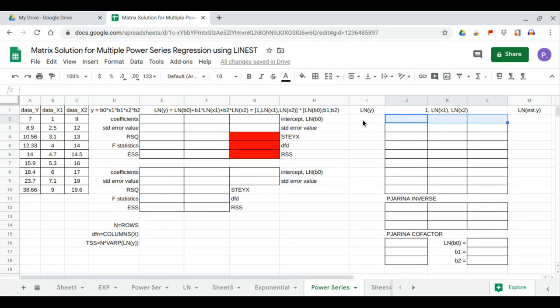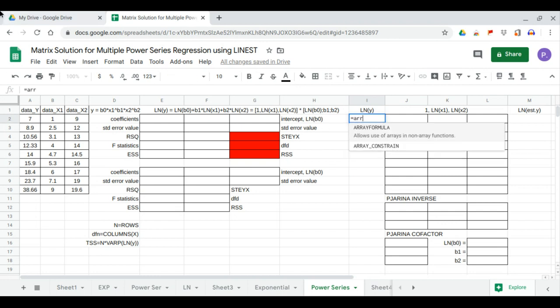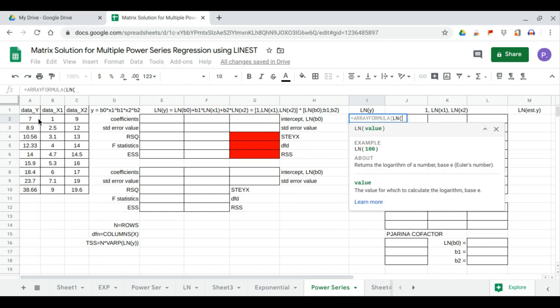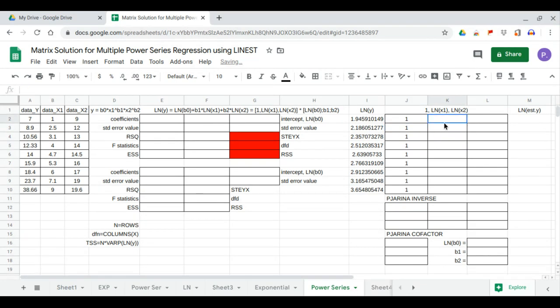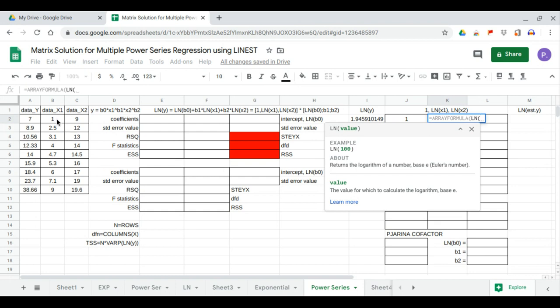So we begin with the ln y values. So we start with ln y, array formula, ln of the y values. And the 1 comma x matrix begins with the 1 column followed by the x column, x values, which is array formula, ln of the x values.